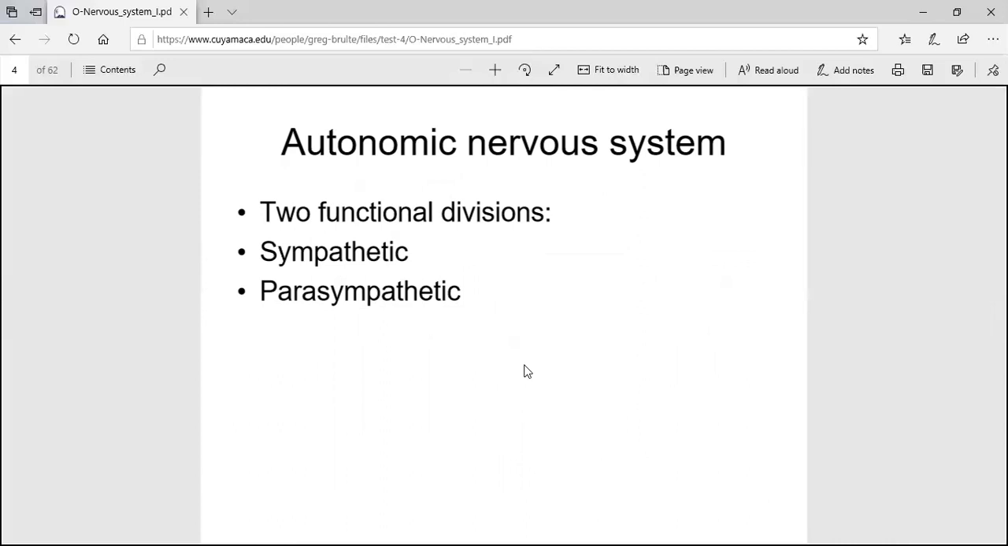So on an exam, I could do a multiple choice or a true false, or an essay. What are two functional divisions of the autonomic nervous system? All you've got to say is sympathetic, parasympathetic. Sympathetic, you've heard about, I'm sure, it's fight or flight. Parasympathetic, you may have heard, they also call that rest and digest. And don't worry, we'll come back to this plenty. We're going to skip over it for now, though.